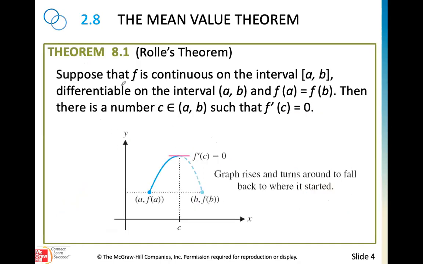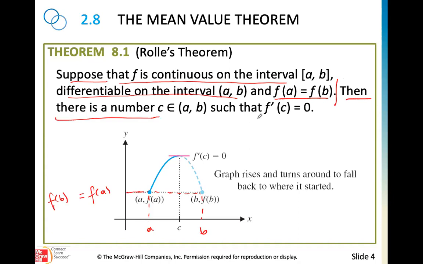Now, one more time, suppose that f is continuous on the interval, differentiable on the interval, and f(a) is equal to f(b). This is now the second theorem. You know, this is a, this is f(a). Now this is b, this is f(b). So f(a) is equal to f(b). This is given, this is the hypothesis. Now the result, the conclusion: there is a number c such that f prime of c is equal to 0.